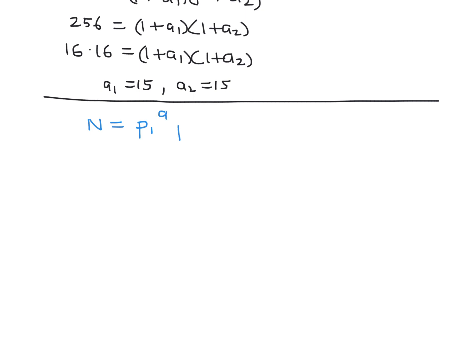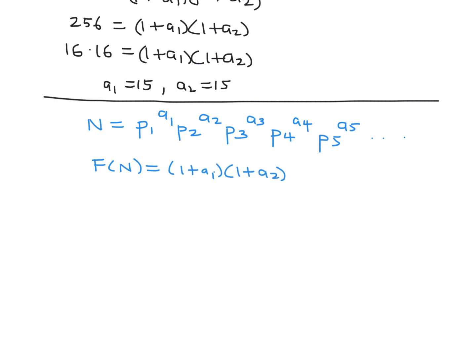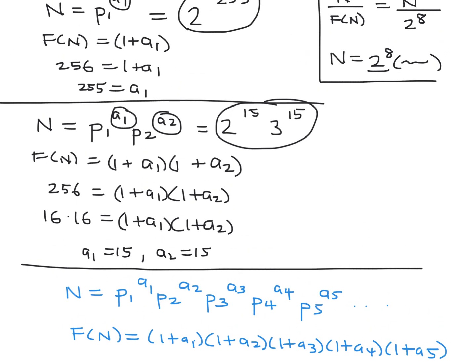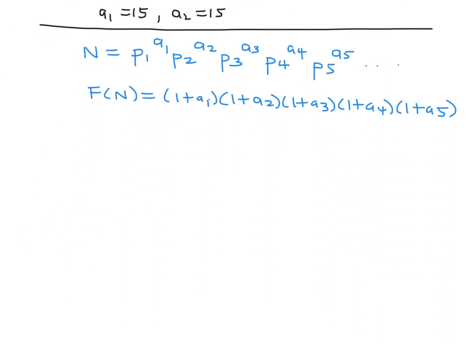n is P1^A1, P2^A2, P3^A3, P4^A4, P5^A5. You guys get the hang of it, right? The dot, dot, dot. But F of n is going to be (1 plus A1)(1 plus A2)(1 plus A3)(1 plus A4), and so on, right? So my goal is to make sure that at least one of those A's is at least an 8, because remember, I've got to have at least that 8. So let's see here. F of n is 256.